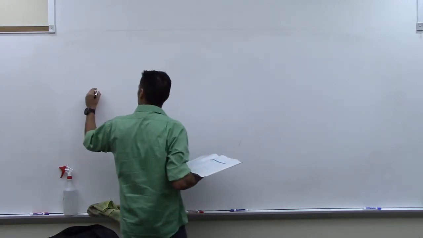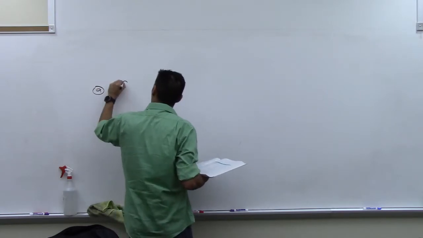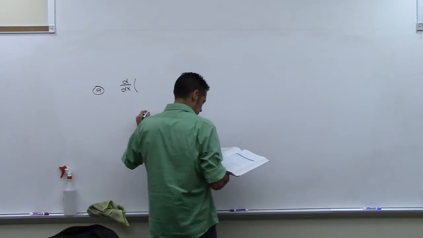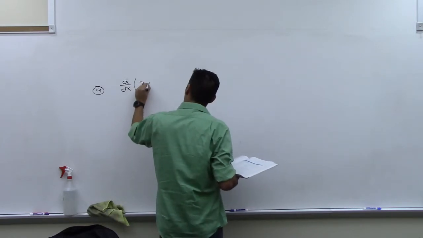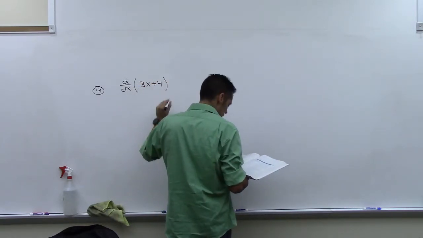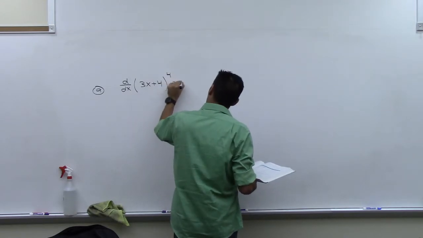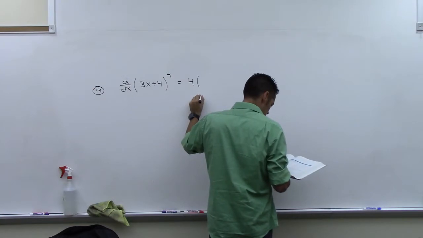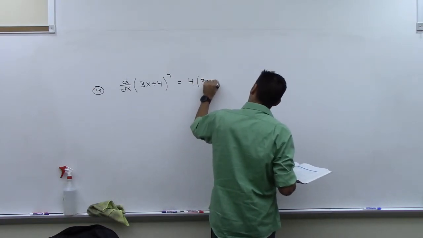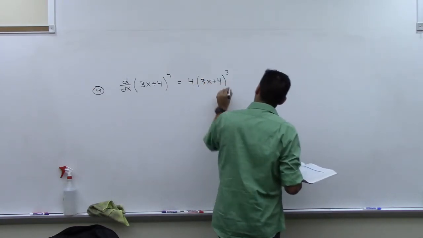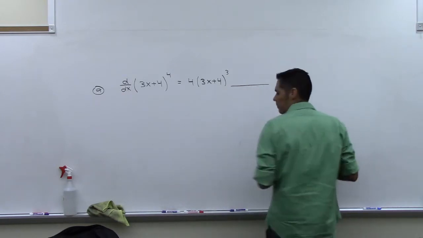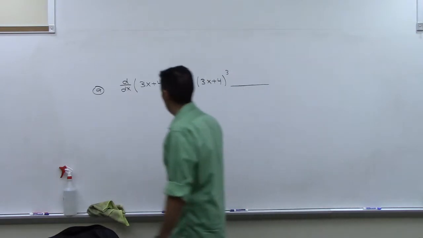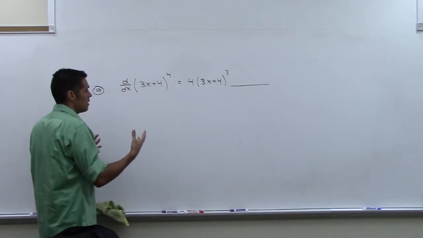So it says here, we want to take the derivative with respect to x of 3x plus 4, and then that quantity is going to be raised to the 4th power. Then they say that that's equal to 4 times (3x plus 4) cubed, and then they want us to fill this in right here. So we want to make sure we understand that the chain rule is telling us that we can treat this almost like a power rule.